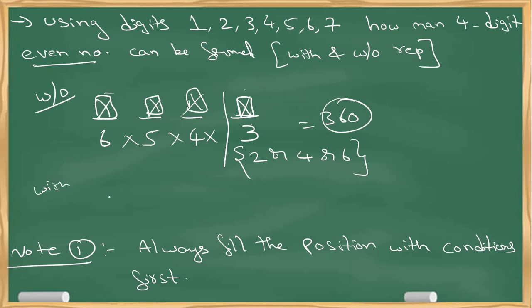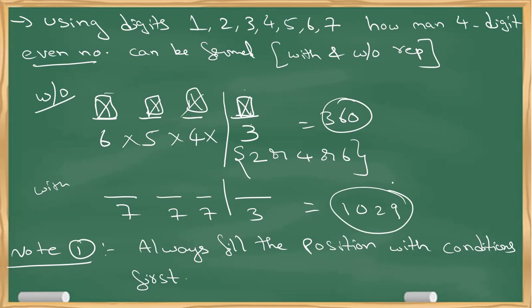In case of with repetition, everything remains the same except this. Okay. So how many possibilities? 3, and the same number can be repeated. So it has to be 7, 7, 7. So 7 square is 49, 49 into 21. I'll get 1029 possibilities.